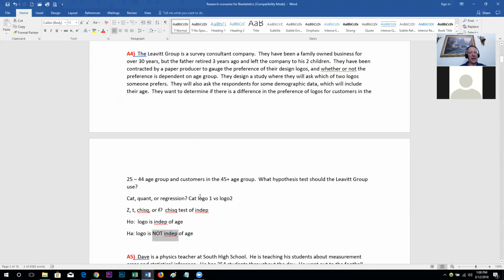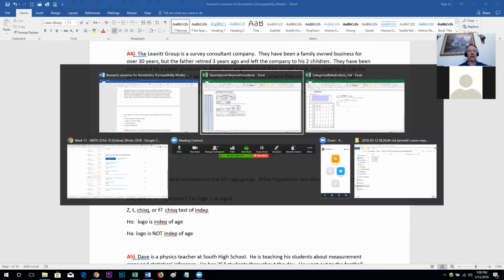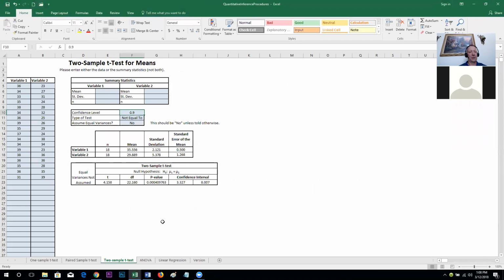The way this is written up, it appears to me the author is trying to do a chi-square test of independence, because he's asking whether or not preference is dependent on age group. He's going this way. But you could actually do this one as a two proportion test as well, and it would give you the same answer.